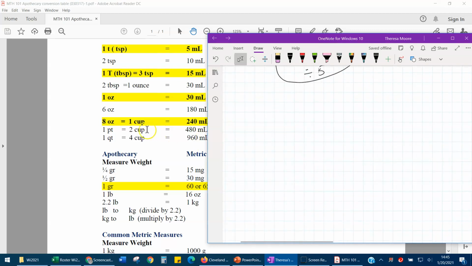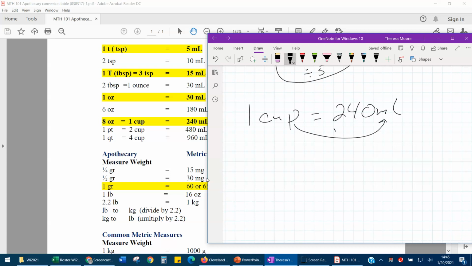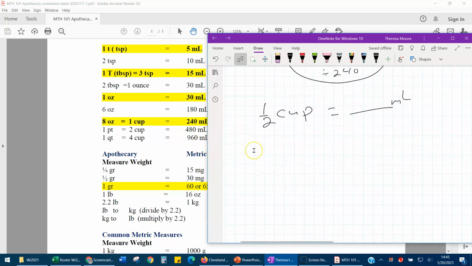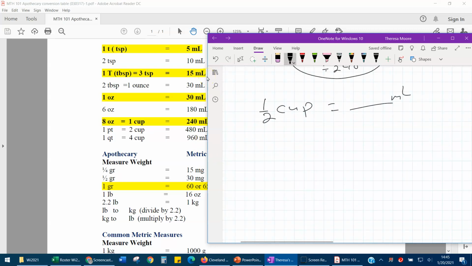All right, so let's look at the cup. If I have 1 cup, I have 240 milliliters. So if I'm going from cup to milliliter, I multiply by 240. If I'm going from milliliter to cup, I divide by 240. So say I have a half a cup, and I want to know how many milliliters that is. Now cup is a household measure, so I do not have to write that as a decimal. I could leave it as a fraction.